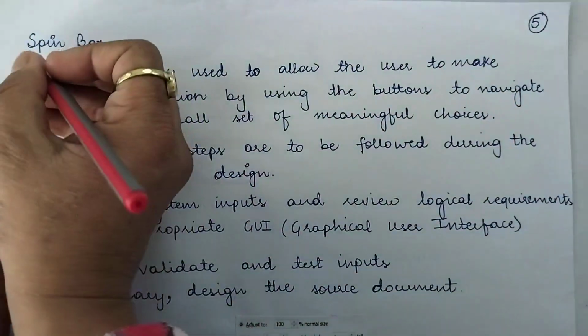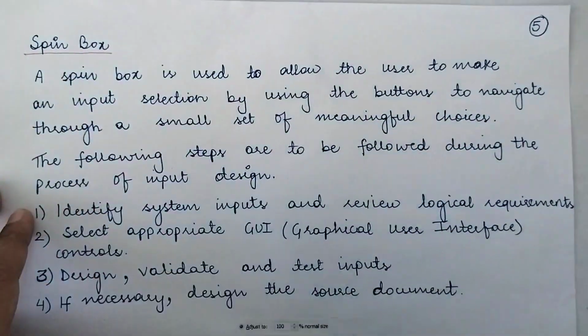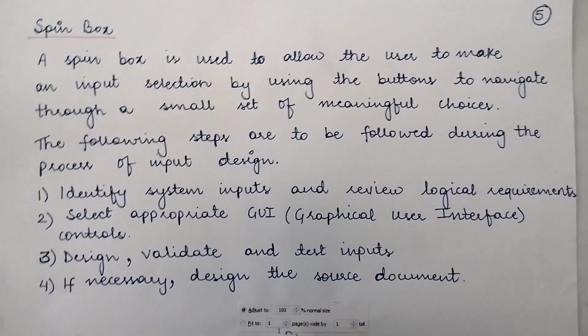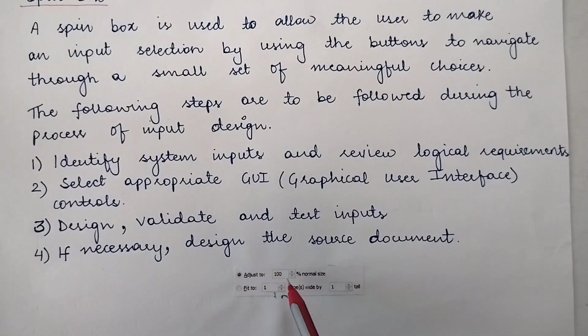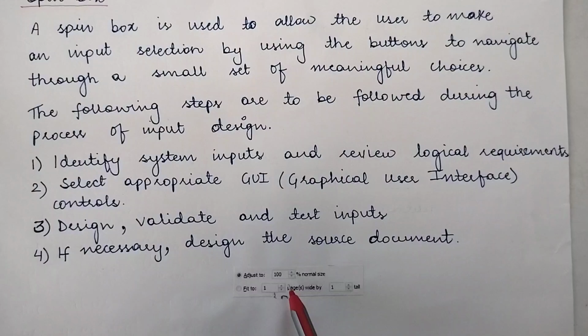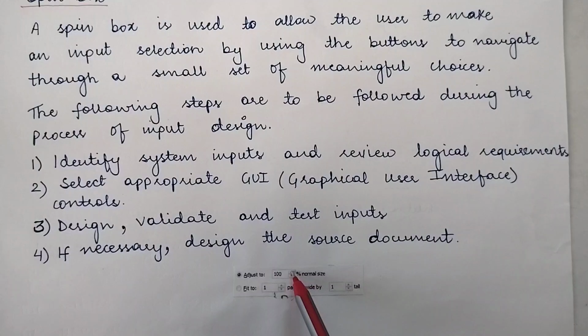Then there is your spin box. Now spin box looks something like this. Like in MS Word also, you must have seen while adjusting your font size or while providing spacing within the paragraphs, you must have seen these scroll boxes. You just have to scroll up and down, and then the spin boxes, they kind of spin.